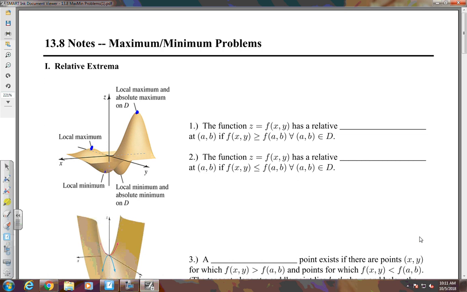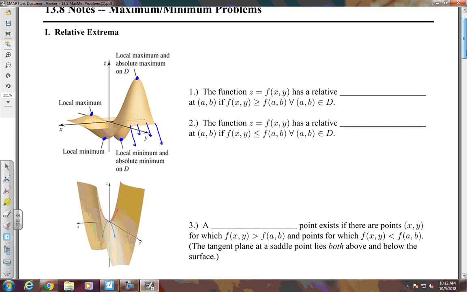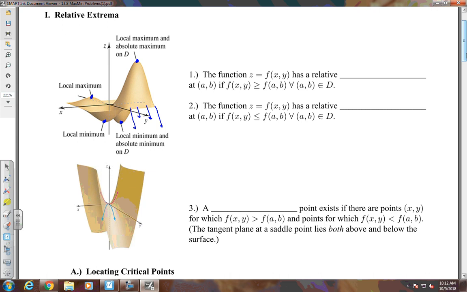We have a local minimum here, lower than the points around it. This one is also classified as a local minimum because I can imagine this surface is continuing to decrease down below that local minimum. So the same way that we define relative extreme values in Calculus 1 for a curve in the plane, we have similar definitions for a surface passing through R3.